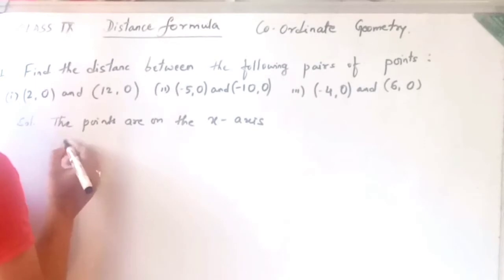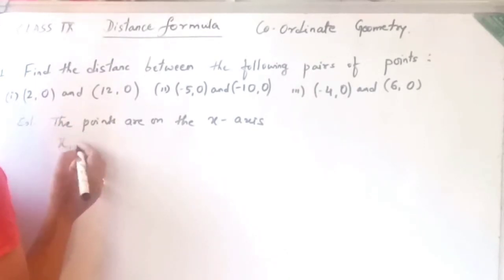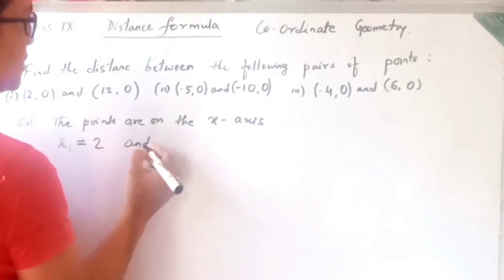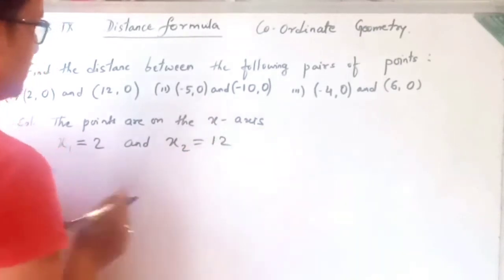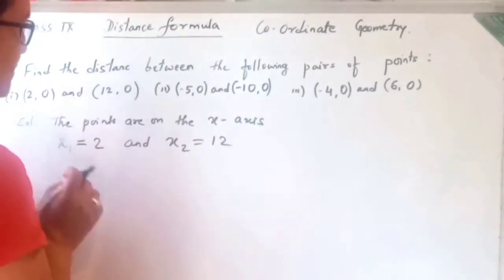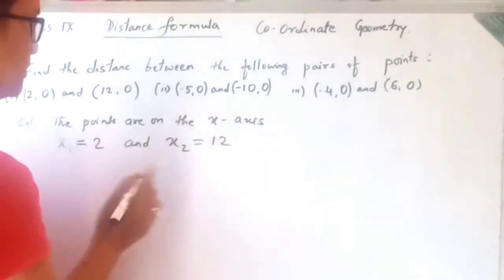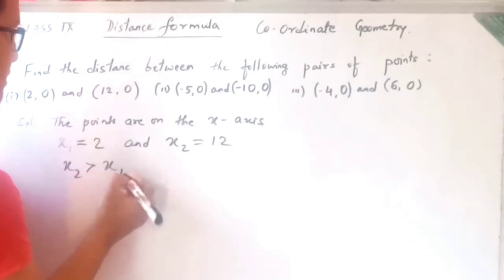Here, if you consider this as x1, x1 will be equal to 2, and if you consider this as x2, x2 will be equal to 12. When you see it, we see that x2 is greater than x1. Here x1 is 2 and x2 is 12. So x2 is greater than x1.